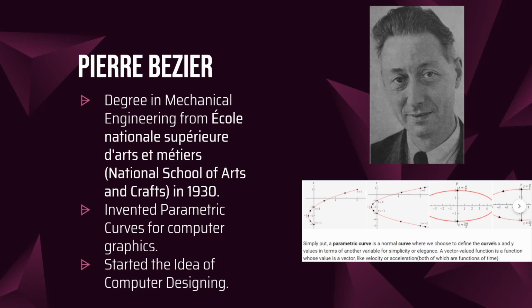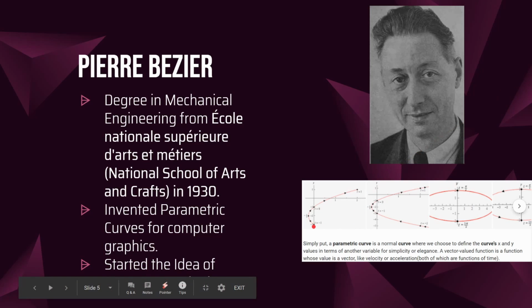So Pierre Bézier got a degree in mechanical engineering from the National School of Arts and Crafts in 1930. He was one of the first people to use and invent parametric curves, which is a normal curve, but we choose to define the curve's x and y values with another variable for simplicity. So he used this for paper graphing and paper designing, which was very cool. This is almost like when you look at a graph and you have a radical and it changes it. If you look over in this corner, how it starts from here, but it starts to curve and curves back up.